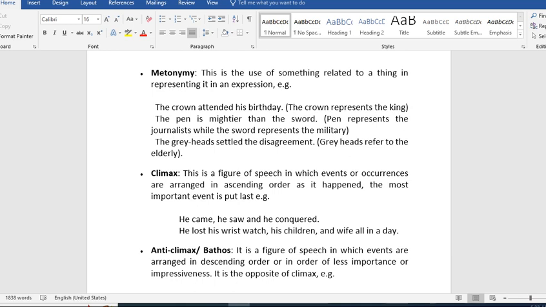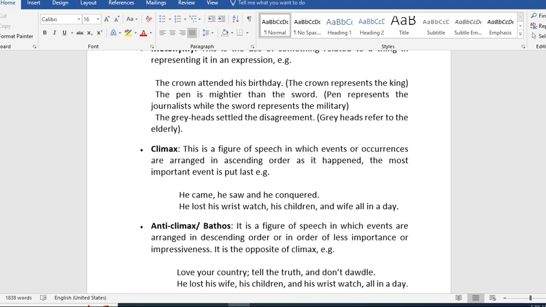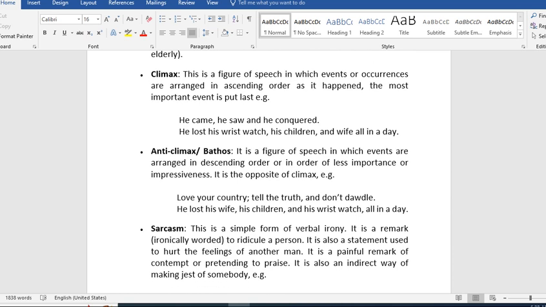The pen is mightier than the sword. Pen represents the journalist, while the sword represents the military. You know, in the olden days, the military men used a sword. That's why the sword is used to represent the military there. The gray hairs settle the disagreement. Gray hairs refer to the elderly here. So that's metonymy.